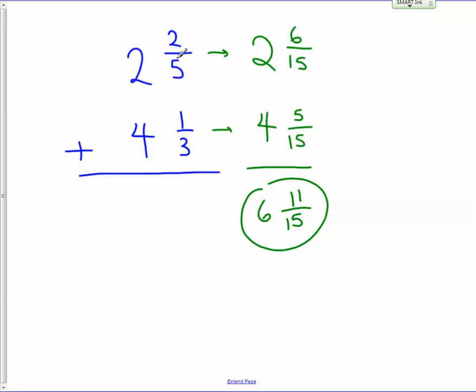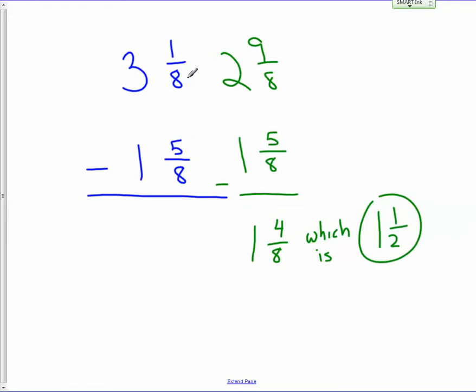I'm adding here, first rewrite 2/5 and 1/3 in 15, so you've got the same size piece. Add my 6 and 5, I have 11/15 with the whole number 6, so 6 and 11/15. Rewrite both of these in eighths, but I need to have enough eighths so that I can subtract. I cannot subtract 1 minus 5, so I borrow 1 whole from this and I rename it to 8/8. 1/8 and 8/8 is 9/8. Remember, the shortcut is just to add these together because it's like adding my 8/8 and 1/8, and I get 9/8. And now I can subtract. And then I rename my 4/8 to a half. So my final answer is 1.5.